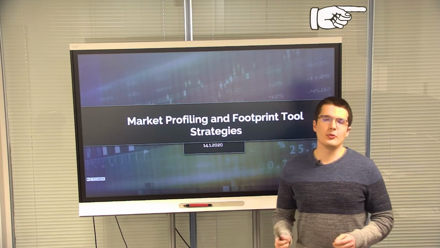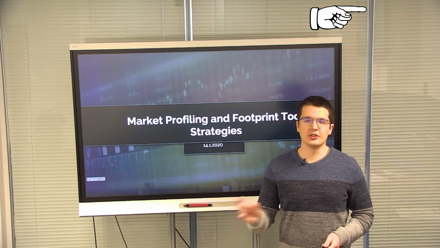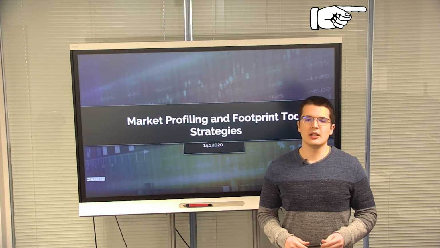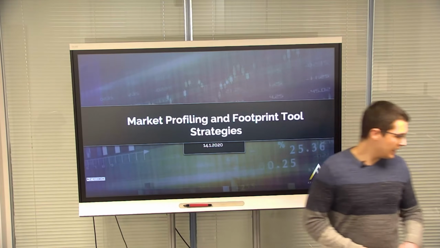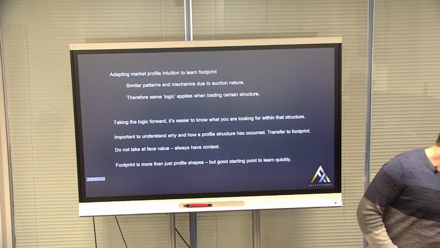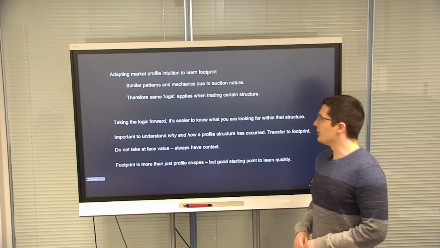But those two will be more of an example of how you can actually do this, like move your understanding from one area to another. So if I just dive in very quickly. Yeah, so we're doing it on adapting market profile intuition to learn footprint.